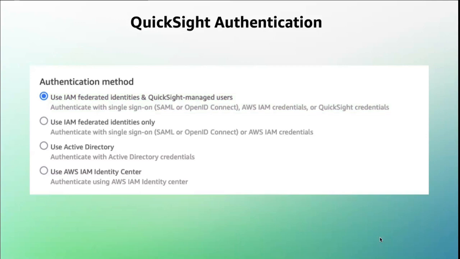Second type, where it says use IAM federated identities only, that doesn't support QuickSight managed users, which means you support only federated identities from either IAM or your third-party identity providers. Third one is Active Directory, where you can connect to your Active Directory. QuickSight can connect to your Active Directory and inherit all your groups and users into QuickSight, so you do not have to manage it outside of your Active Directory anywhere else.